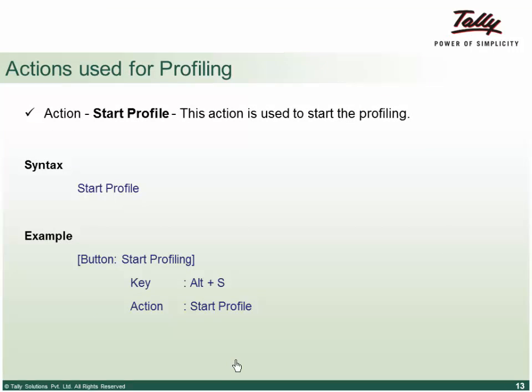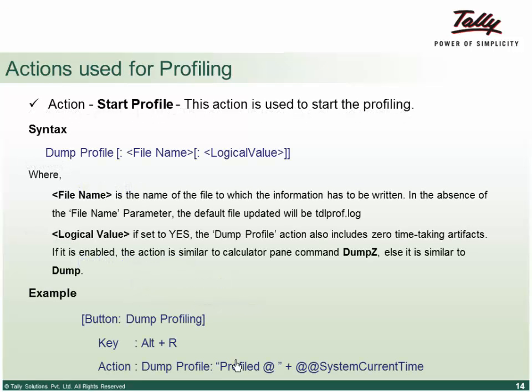Actions I showed you. We have start profile, which will start the profiling. Then we have dump profile, which takes the file name and a logical value. If the logical value is set to yes, it will include all the artifacts even if zero time is taken. If you set it to no, then it would not dump. So when you say no, the action is as good as dump Z.